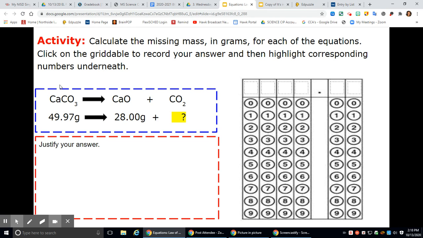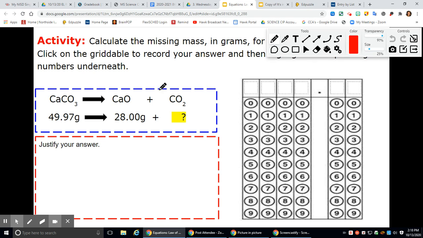And here what we have is the mass of our reactants and then our products. So part of our product mass is 28 grams, so we need to find the missing amount in our product. So according to the law of conservation of mass, my total of my product should equal 49.97. So what I need to do is take 49.97 and subtract 28 to get that missing amount. So let's do that.